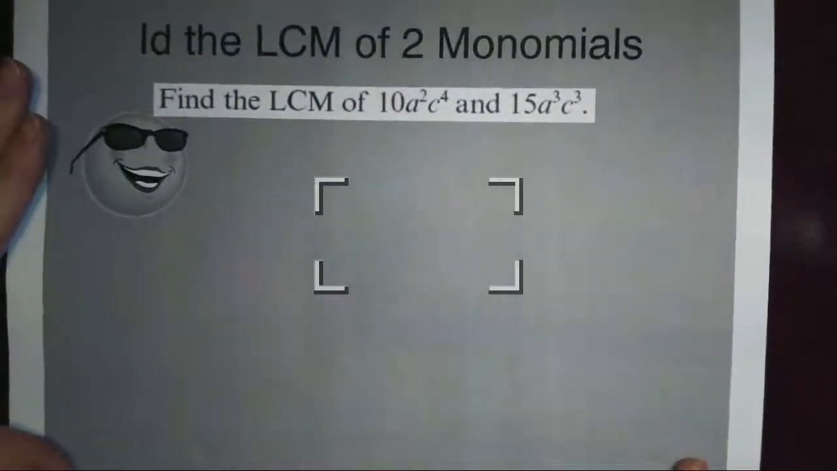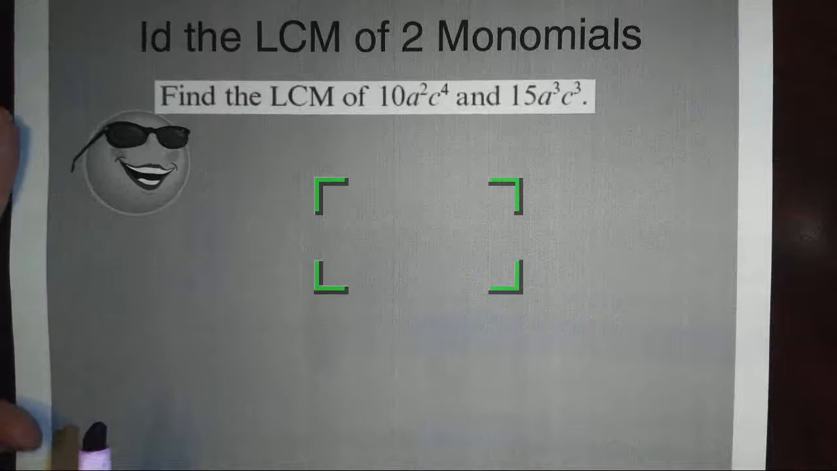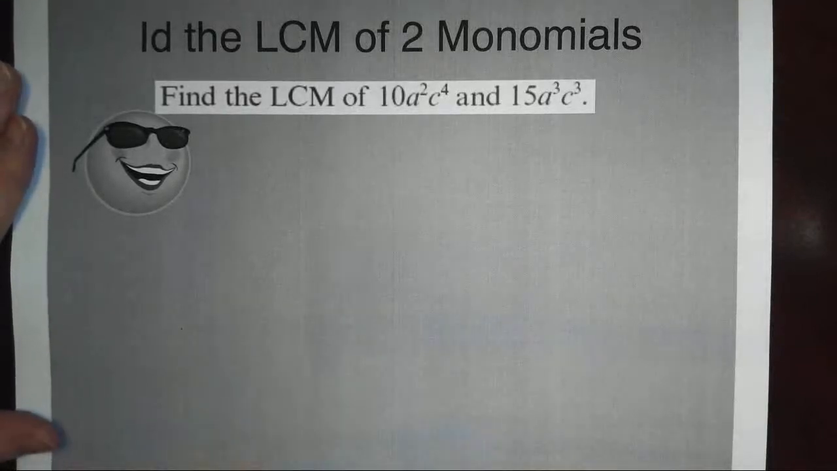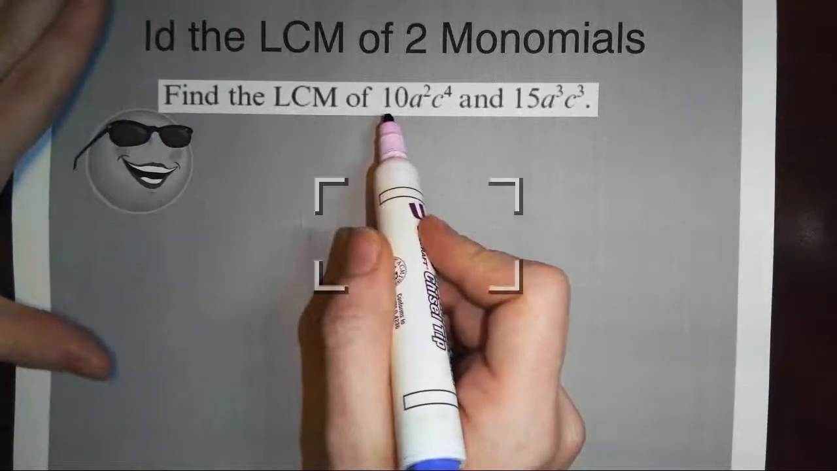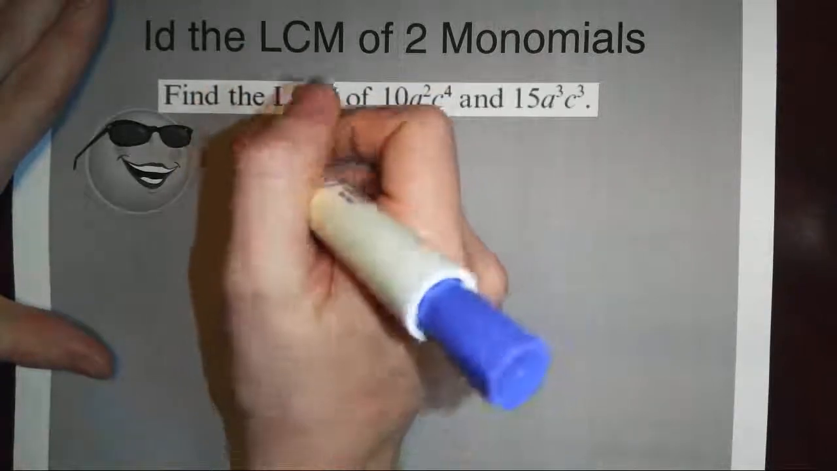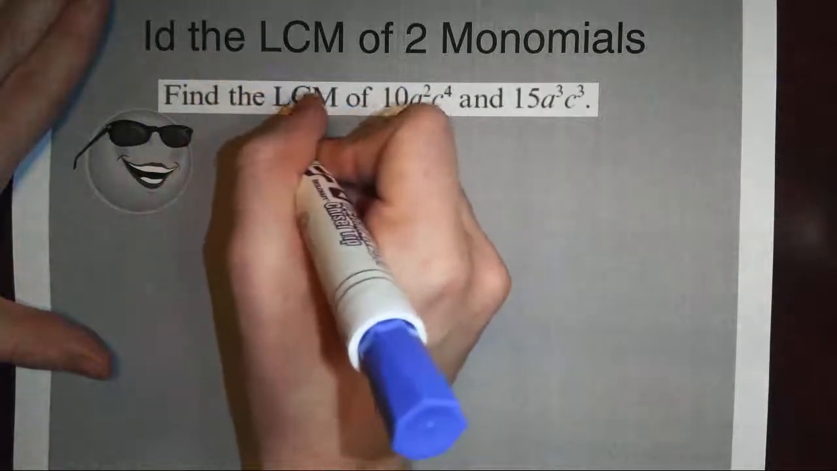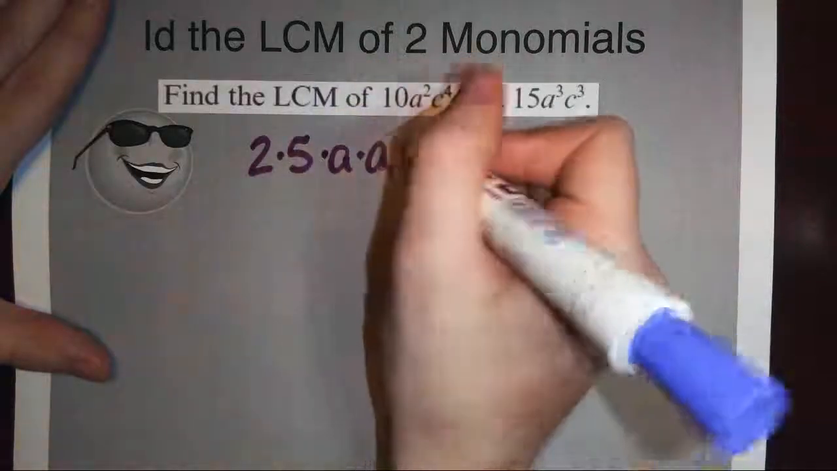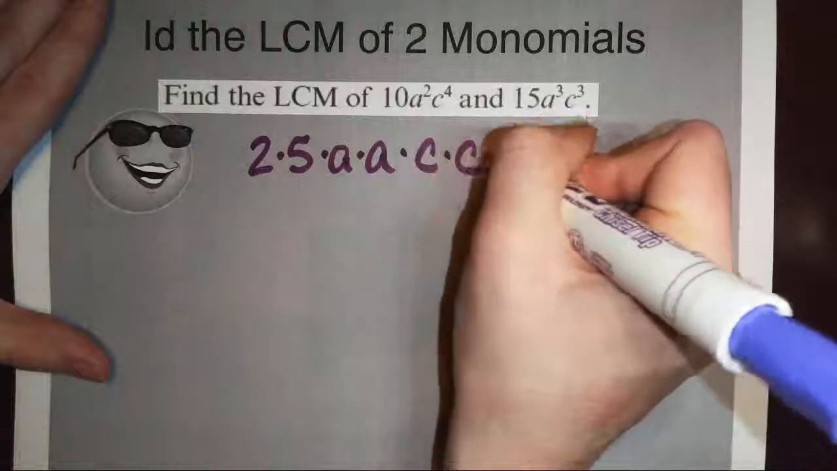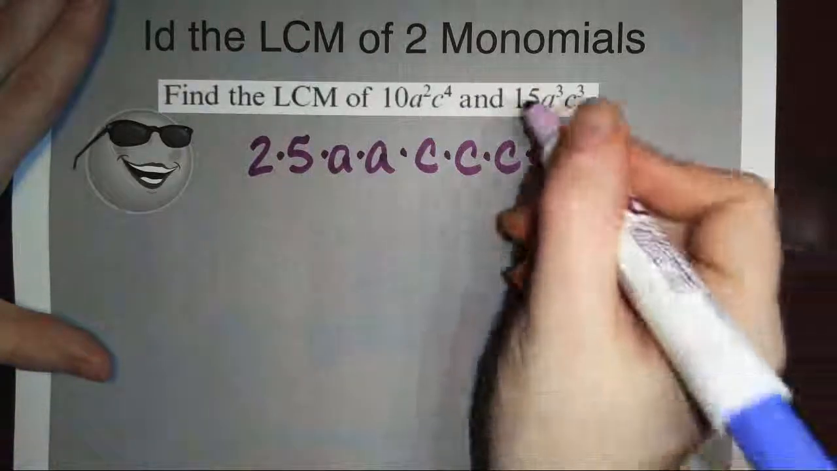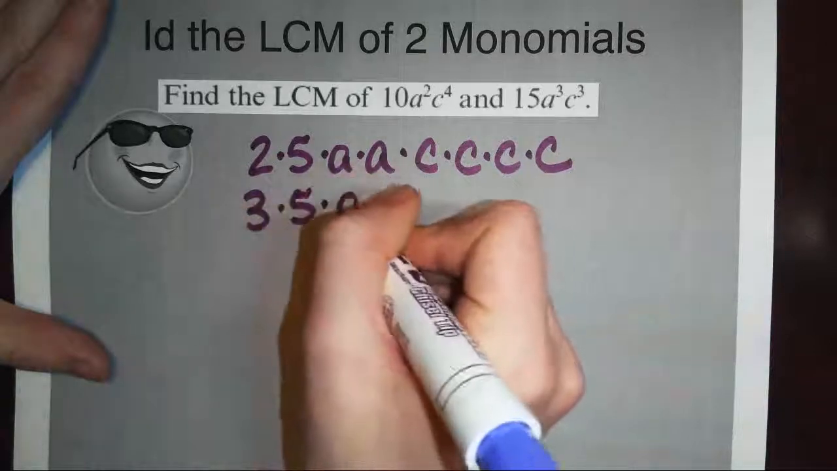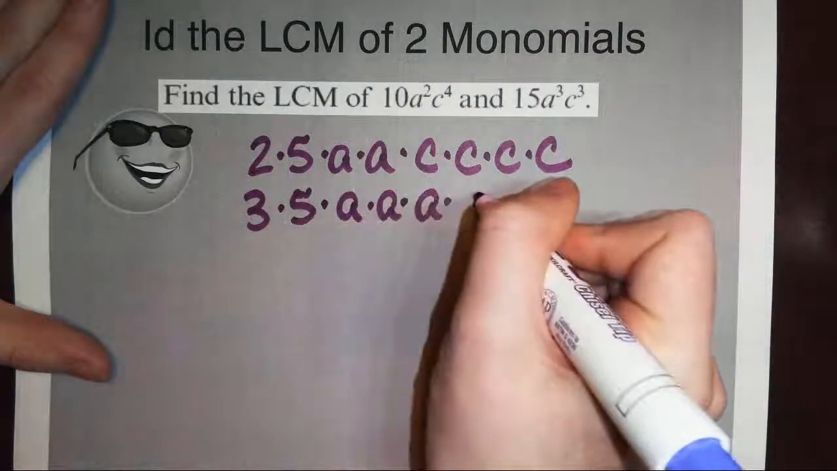Here we're going to find the least common multiple of these two monomials, 10a squared c to the fourth and 15a to the third c to the third. So we're going to write each one as a product of prime factors. We'll start with 10a squared c to the fourth. 10 is 2 times 5, and then times a, that's a squared, and then c to the fourth would be 4 c's. 15a to the third c to the third would be 3 times 5, and then we'd have 3 a's and 3 c's.